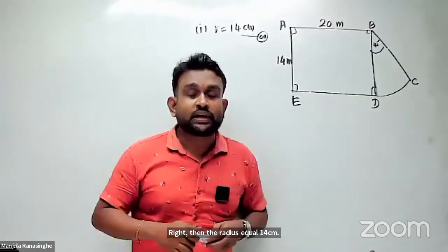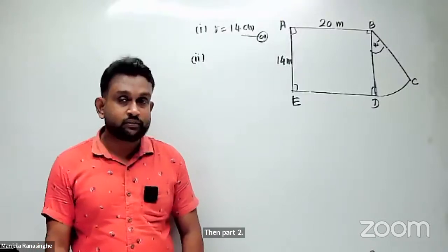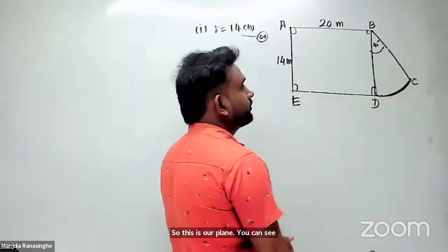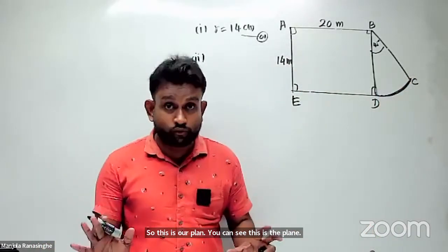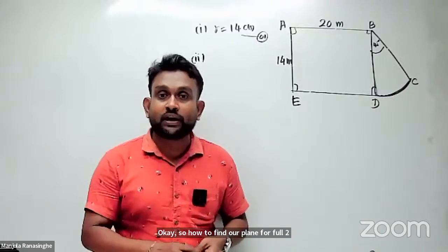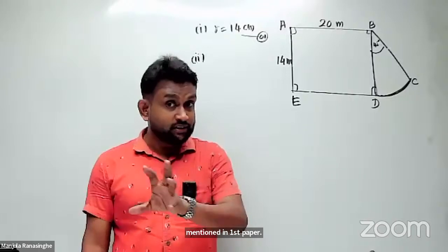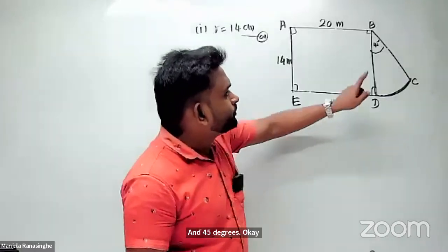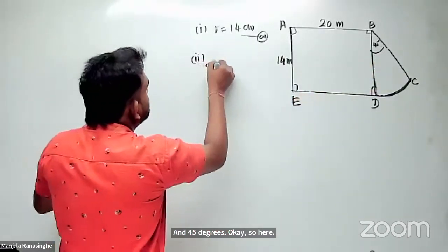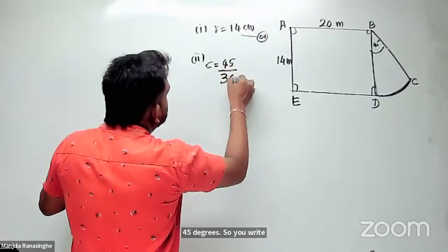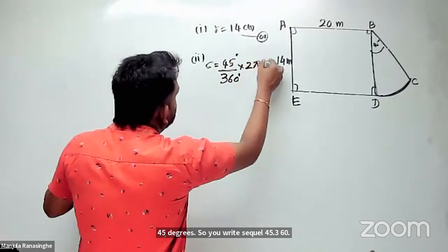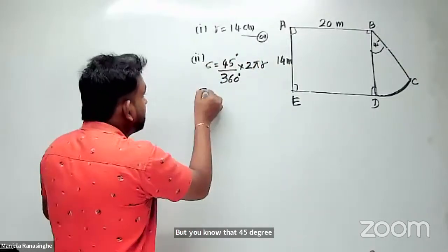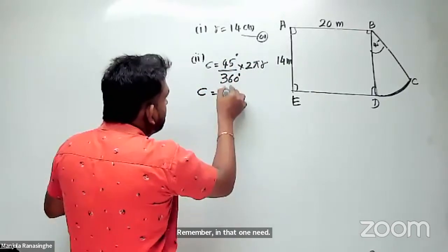Then part 2, calculate the arc length of DC. This is the arc length. You can see this is the arc length. How to find the arc length? For a full circle, it is 2πr. As I mentioned in the first paper, you have only 3 types of sectors: 180, 90, and 45 degrees. Here it is 45 degrees. So you write arc length equals 45 upon 360 degree into 2πr. That's the formula. But you know that 45 degrees means 1/8 of a full circle. Remember that 1/8. We simplify 45 over 360 to 1 over 8.